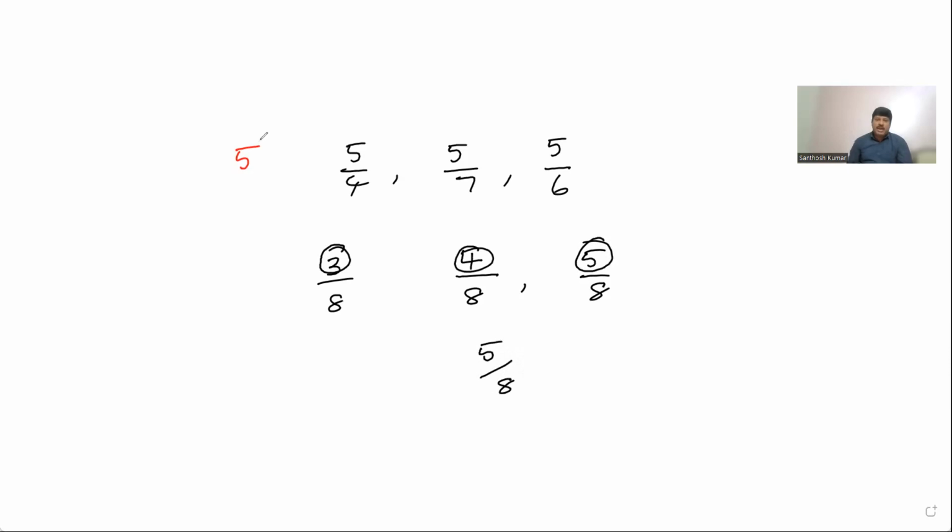Right. So here, if you see this, the numerators are equal. Whenever the numerators are equal, whichever denominator is greater, that is the least fraction. So here 7 is a greater number than these two. As 7 is the greater number, 5 by 7 will become the smallest fraction. Why? Because this is divided into so many parts, so it will become the smallest one. Is that clear? Right.